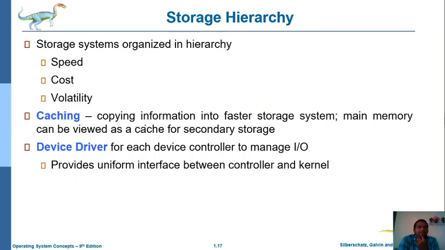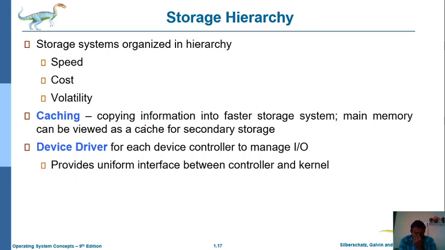In the same way, based on the cost also. And volatility means nothing but whether it is permanent or temporary storage. So based on these three factors, we can arrange the total available memories in different order. Now first of all, we need to know what is meant by caching.